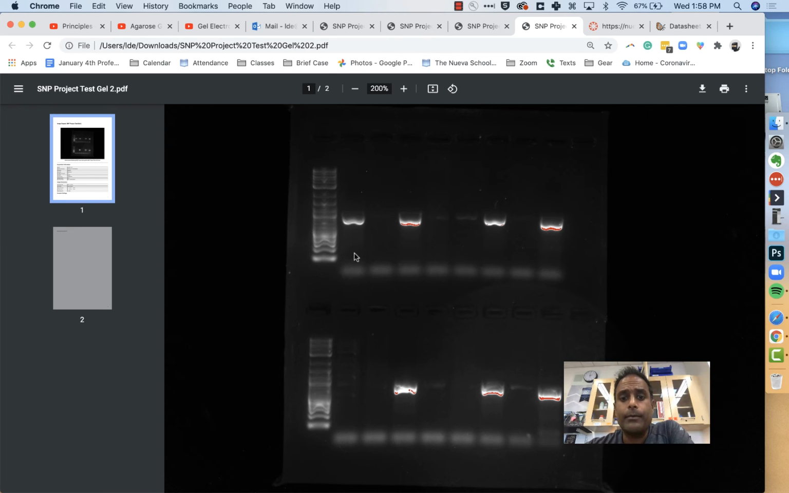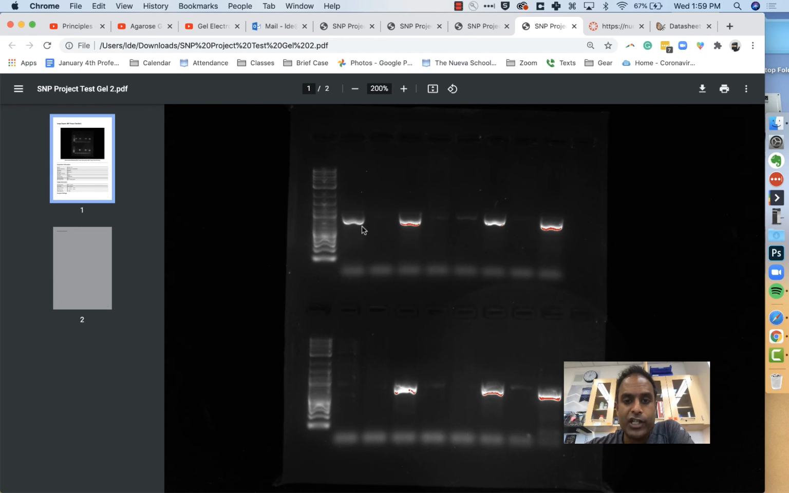Okay. I also probably ran this gel too fast. You can see not only are the rungs overlapping, but they're kind of smudgy. So you see that smudginess here as well. That tells me that I've run my DNA too quickly.